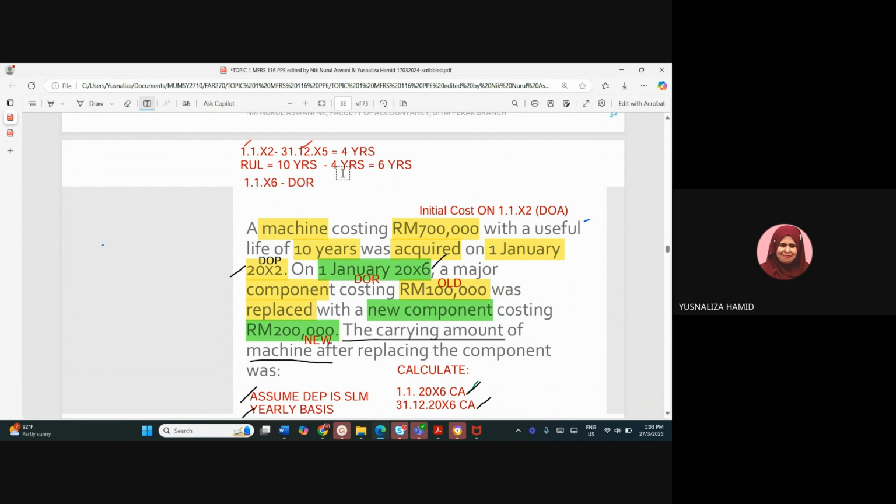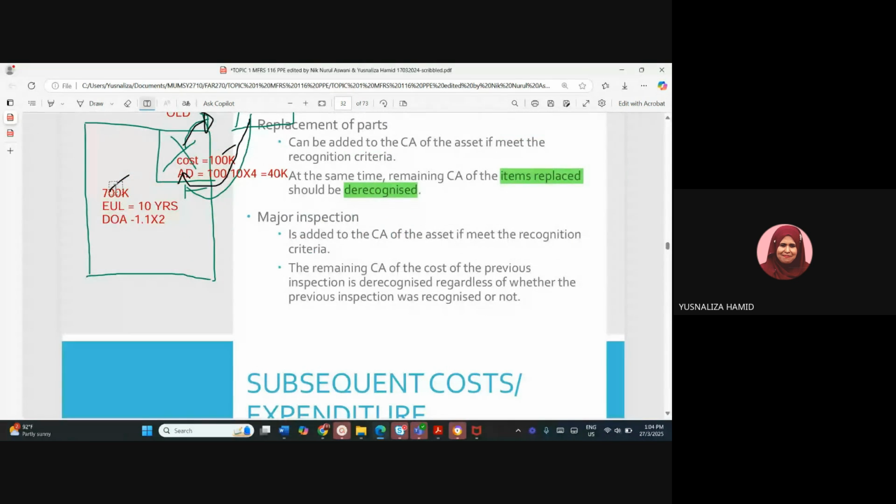So on the date of purchase, you can see that the expected useful life is 10 years. So when you purchase, you expect to use the machine for the next 10 years. And the cost of the machine is 700,000. The cost of 700,000 is your initial cost on that date of purchase or date of acquisition, 1st of January X2. So how much is the cost? 700,000. Let's say this rectangle box here is the machine, this is the cost of the machine, this is the expected useful life, this is the date of acquisition.